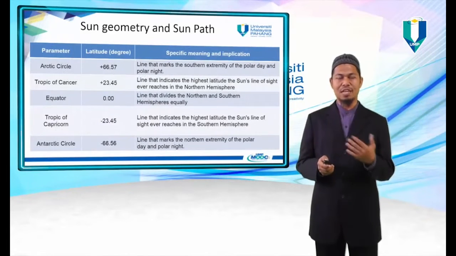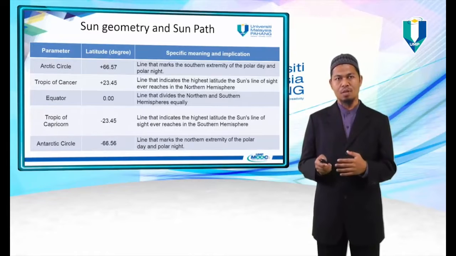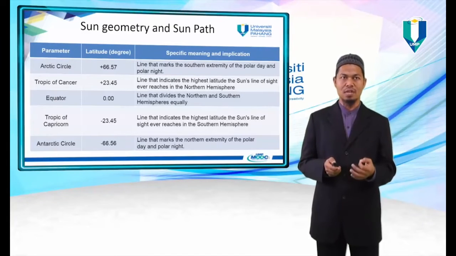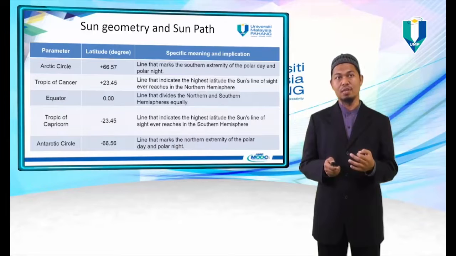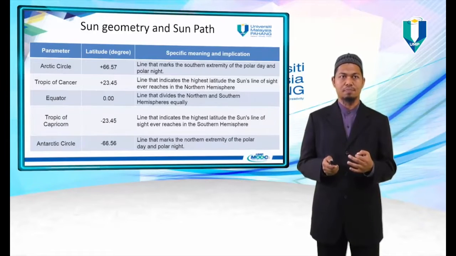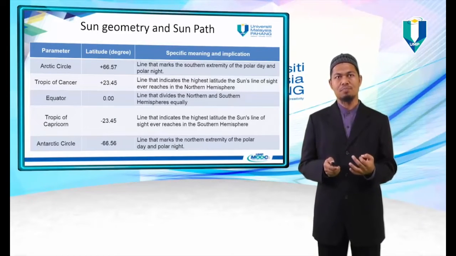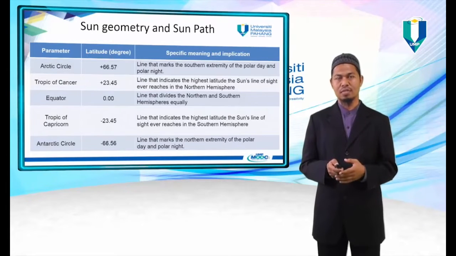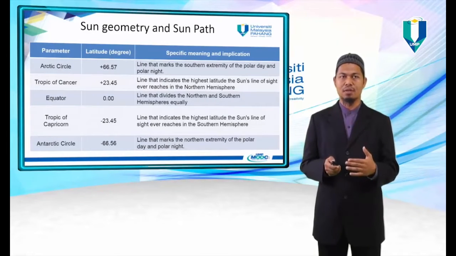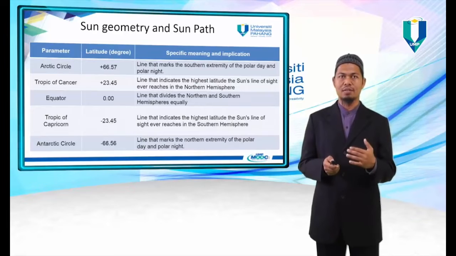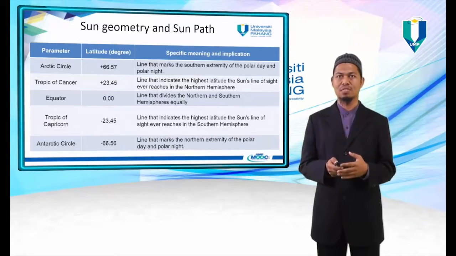Because of the declination of the Earth facing the Sun, there are about five important parameters that we have to study. The first one is the Arctic Circle, with a latitude of about plus 66.57 degrees. This line marks the southern extremity of the polar day and polar night.